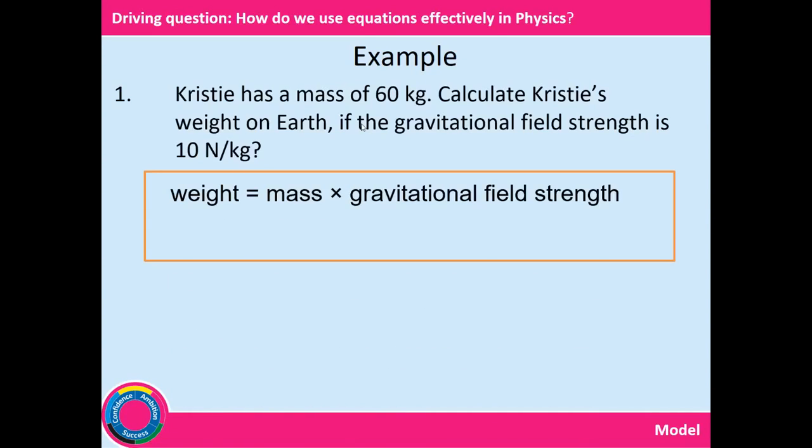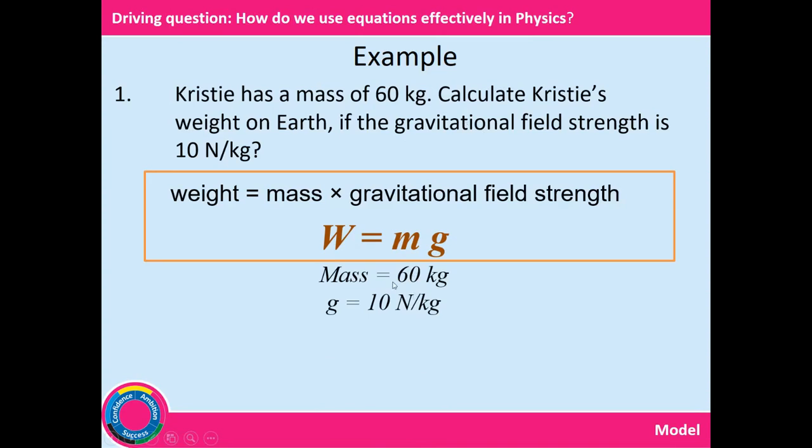So the first thing we do, we recall a formula: weight equals mass times gravitational field strength, or we use the short form W equals mg. Look at the question and look for the mass. The mass is 60 kilograms. Again, we look at the question and find the next variable that is given, which is 10 Newton per kilogram, and we know it's the gravitational field strength g, which has that value.